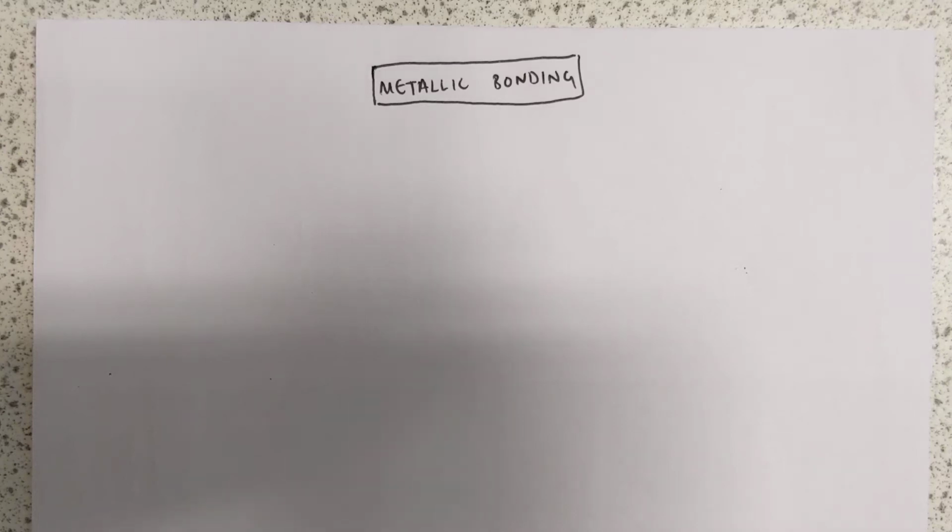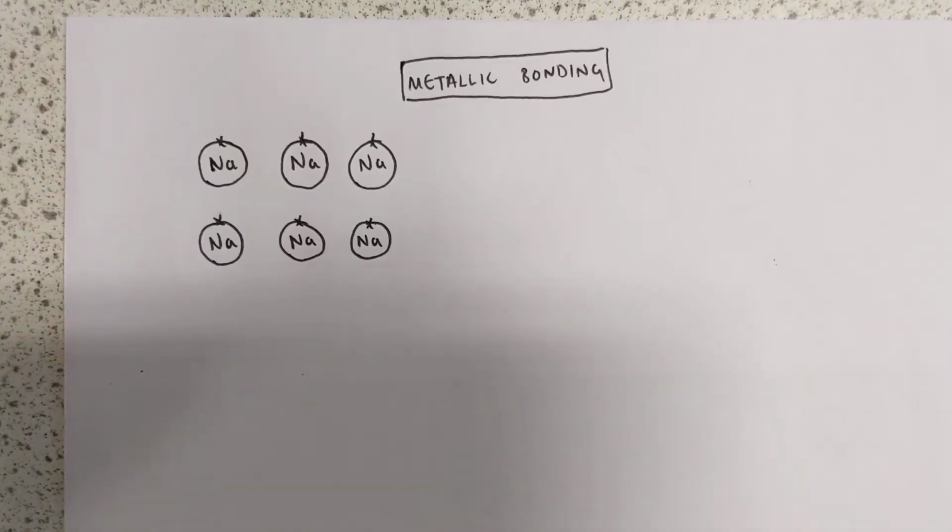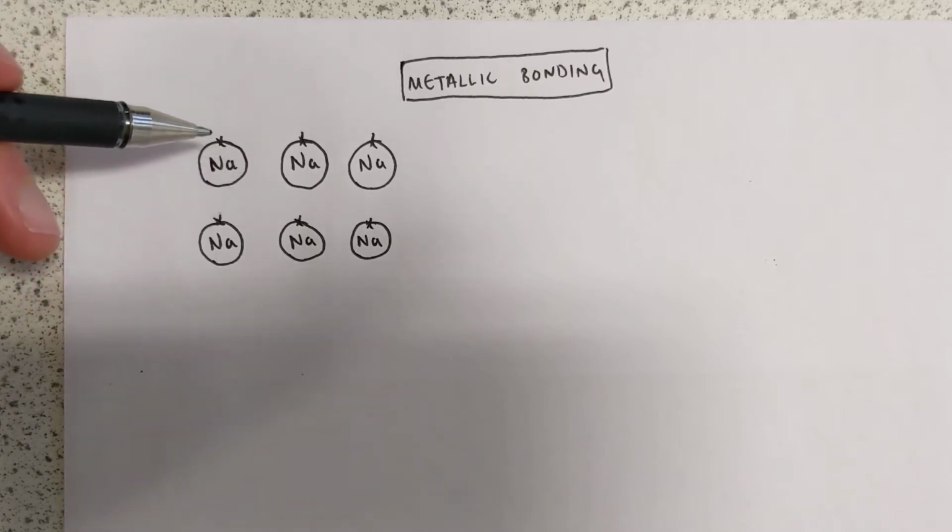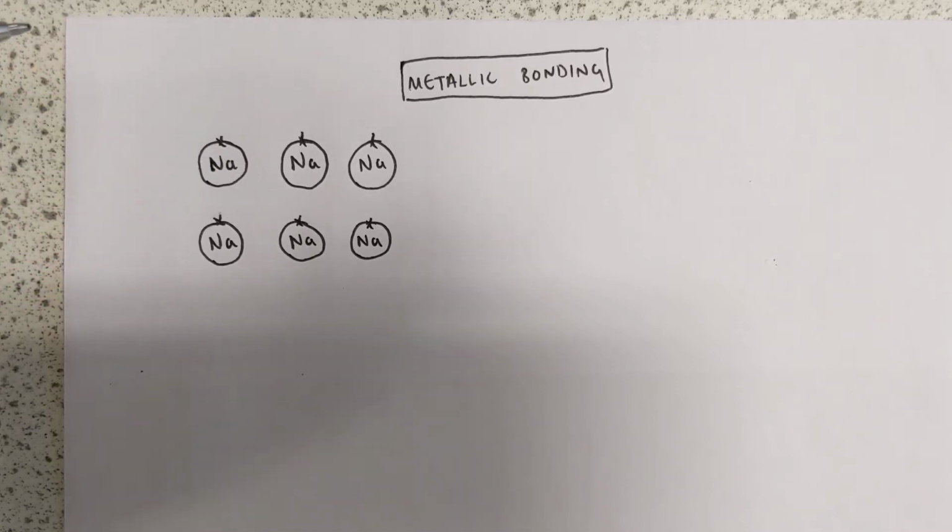So the final type of bonding we need to look at is metallic bonding, and it's actually probably the simplest bonding type for you to learn off. So the clue's in the name for this one, metallic bonding is to do with metals. So let's have a look at the metal, for example, sodium. Now for these sodium atoms, I've only drawn the outer shell electron. They're in group 1 and therefore they've got one electron in their outer shell.